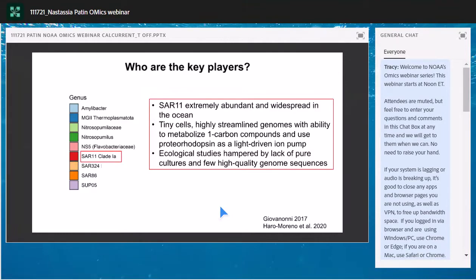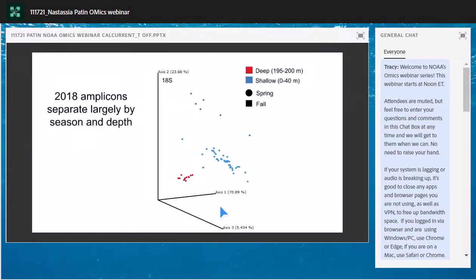And finally, SAR11. This is the most abundant microorganism, and other organism, on the planet. These are extremely tiny cells with highly streamlined genomes. And they are woefully understudied due to difficulty in cultivation, as well as extremely high microdiversity within this clade. And so there are actually very few metagenome-assembled genomes from SAR11 due to the computational difficulties. And I'll touch on that a little bit later on in more detail.